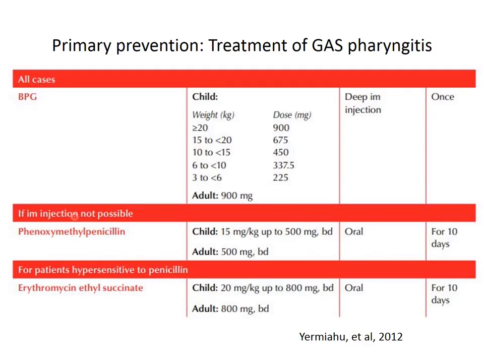If intramuscular injection is not possible, then we have phenoxymethylpenicillin, which is oral. In children, 15 milligrams per kilogram up to 500 milligrams BID orally for 10 days. In adults, it's 500 milligrams BID for 10 days. If patients are hypersensitive to penicillin, then erythromycin ethyl succinate: children, 20 milligrams per kilogram up to 800 milligrams BID; adults, 800 milligrams BID, both oral for 10 days.